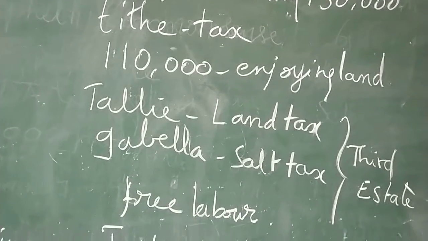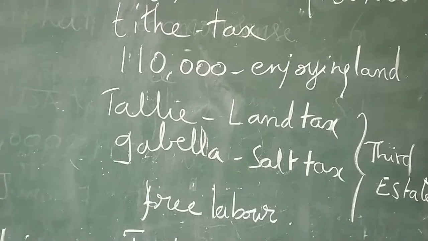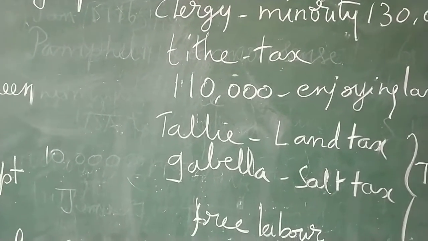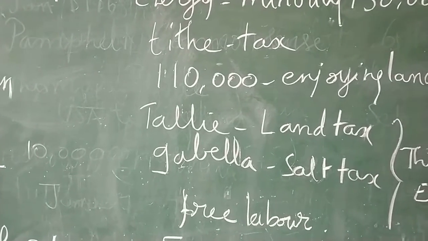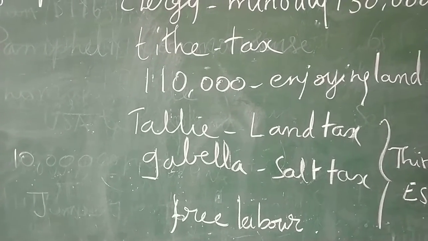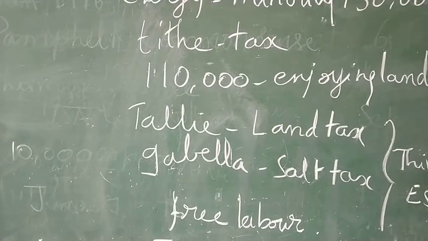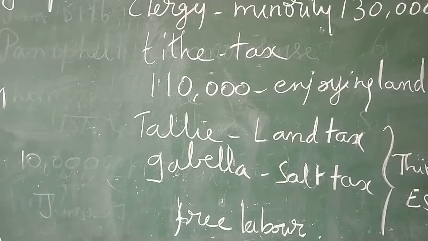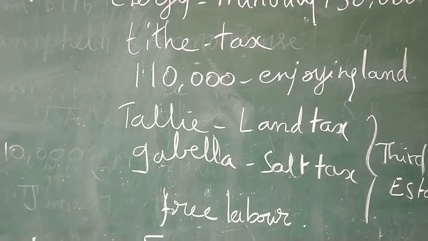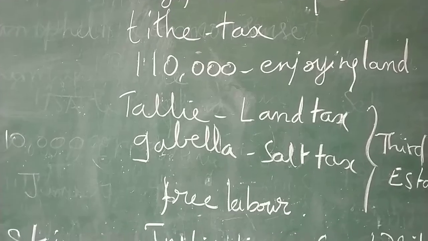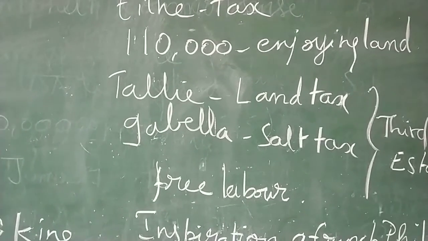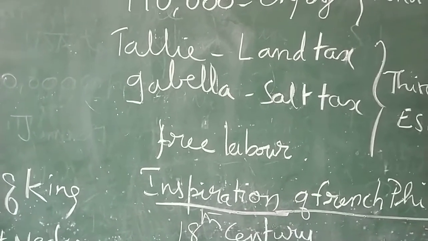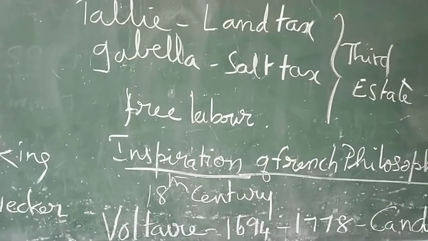Next, when you come to the middle class, they have to pay taxes, that is artisans. All the commoners of the third estate have to pay the tax. So they were not given any privileges. They are asked to pay taxes, that is taille, land tax, gabelle, salt tax, and free labor, that is for construction of public roads. So these are the taxes they have to pay.